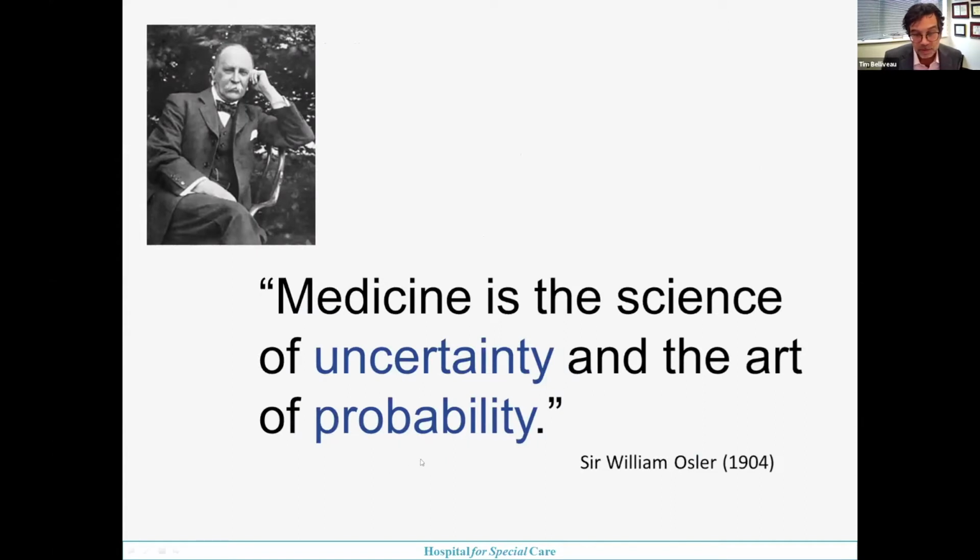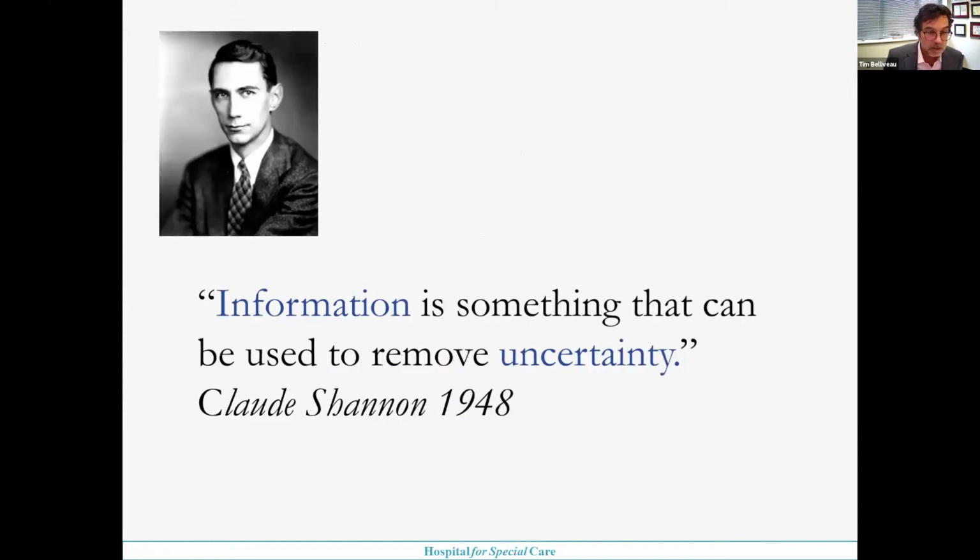So Sir William Osler: medicine is the science of uncertainty and the art of probability. So essentially our talk has quite a bit to do with the use of probability for diagnostic reasoning. Claude Shannon developed information theory and really defined information entropy as a measure of information content of a message. But interestingly, it's defined as the extent to which it reduces uncertainty. Does the message reduce our uncertainty?